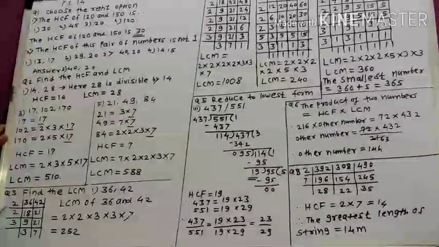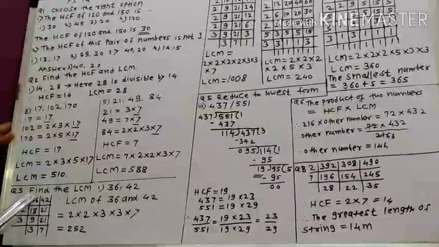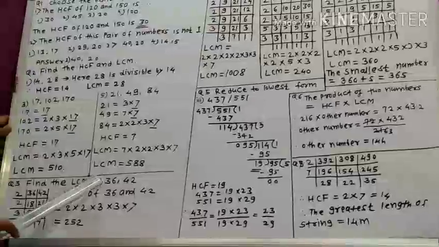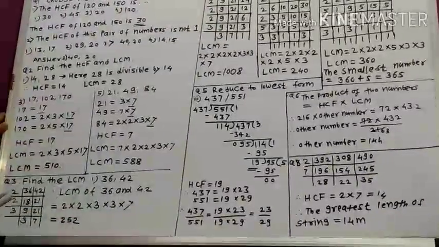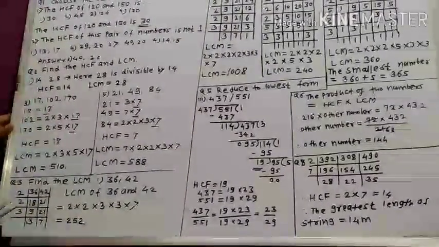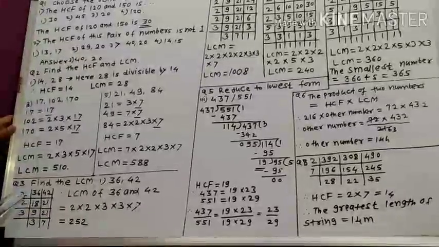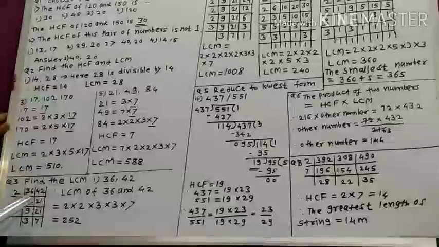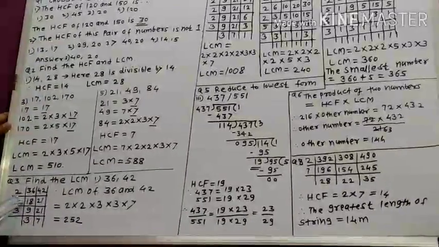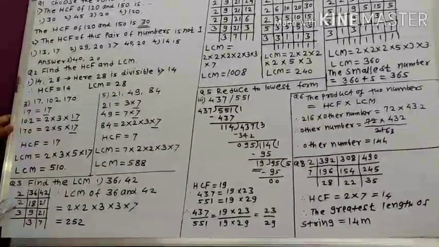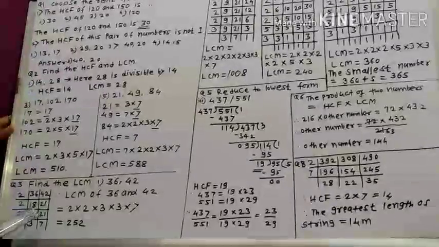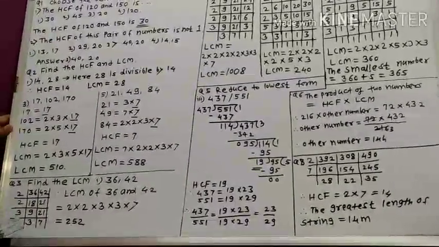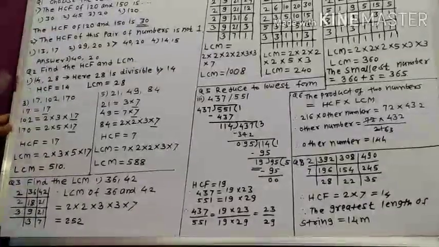Then we turn to question 3, find the LCM. First example 36, 42. Here we find LCM by division method. 36, 42 divisible by 2, we get quotient 18, 21. This 18 further divisible by 2, we get quotient 9, 21. These 9 and 21 are divisible by 3, we get quotient 3, 7.